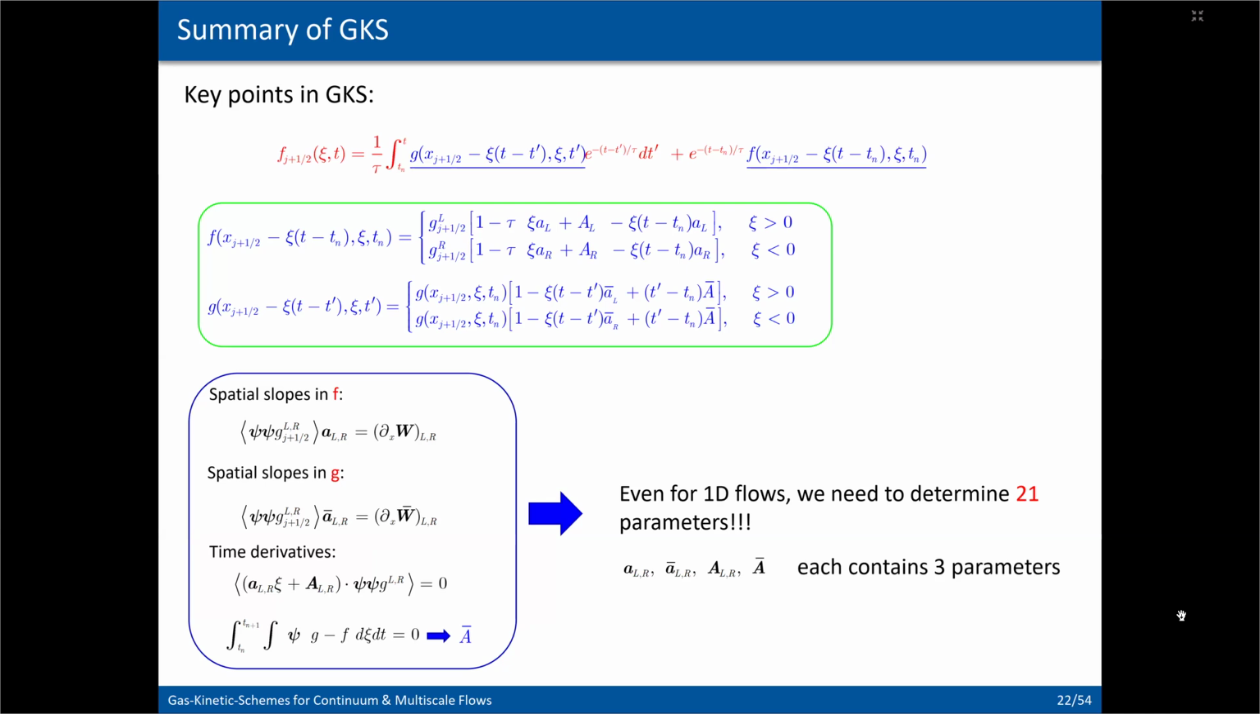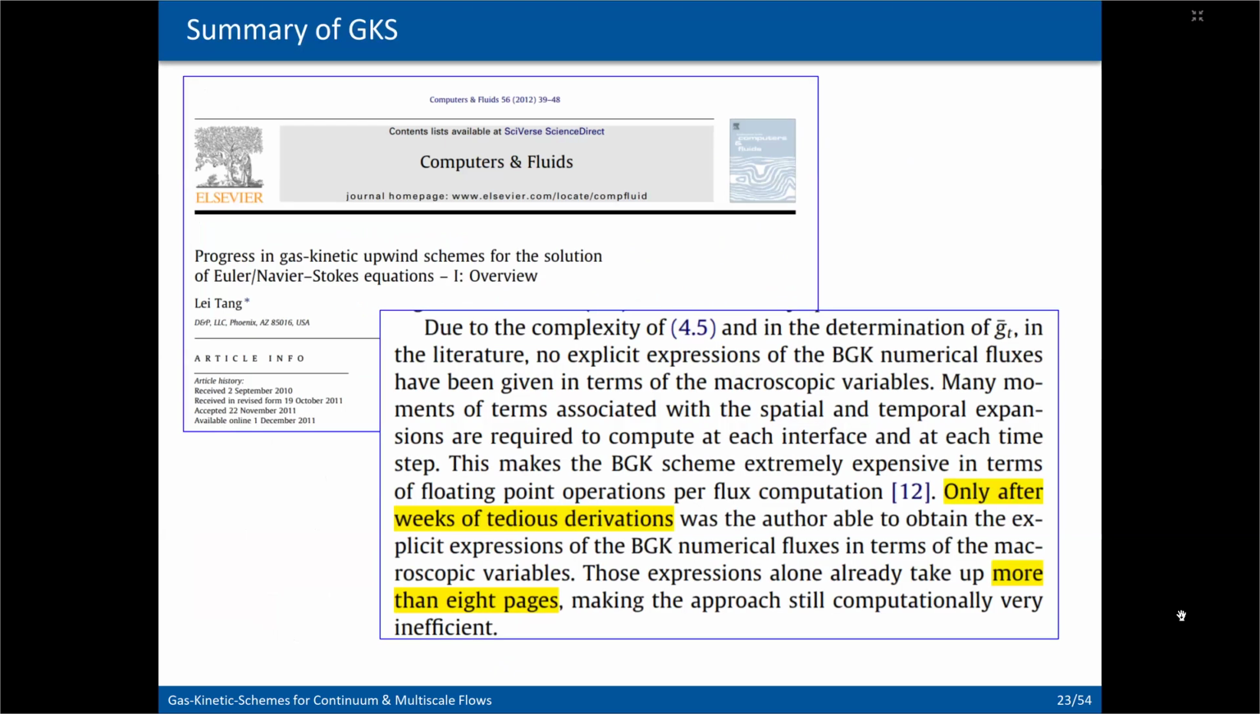And it's very tedious. In a review paper about the gas-kinetic scheme, the author mentioned that he spent weeks of derivation to give the expression of the parameters, and it takes up more than 8 pages. So the GKS is very difficult to analyze, but for coding, it can be implemented step by step.